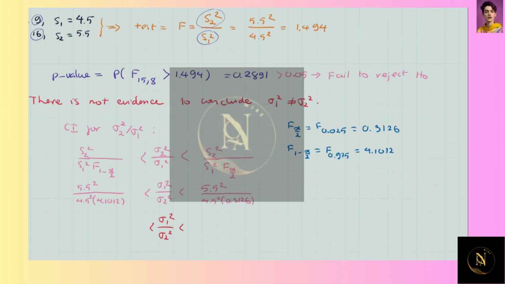It will be between 0.3642 and 4.7739, and we see that this interval contains the value 1, so therefore we fail to reject the null hypothesis, and that will be the answer for your question.